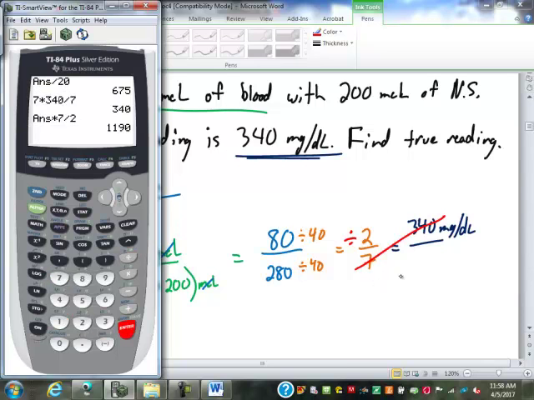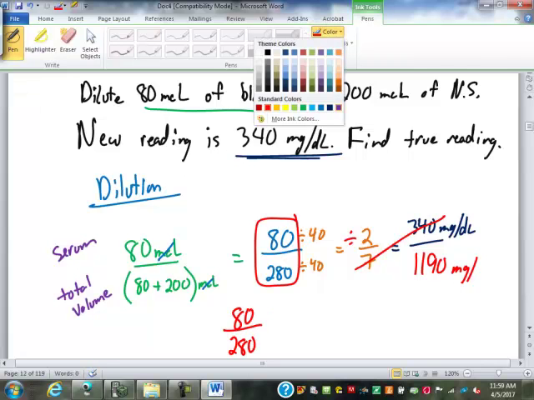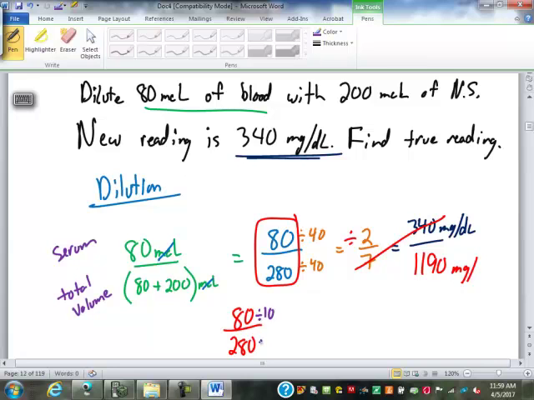Where did you get the 40 from? Good question. I'm looking at, this is just a fraction of 80 over 280. Both of them can be divided by 40. I could have said, hey, they both end in 0, so I can divide by 10. That'd give me 8 over 28. And they can still both be divided by 4, which would give me 2 over 7. So all I'm really doing there is reducing the fraction.